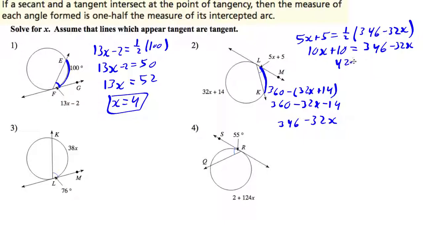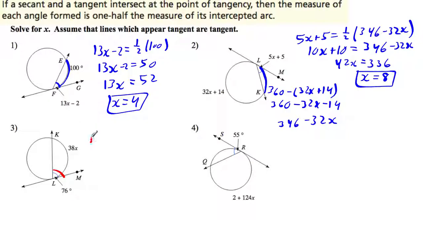So I get 42x is equal to 336. 336 divided by 42 gives me x is equal to 8. Over here, nice, another simple one. So this is going to be the angle.